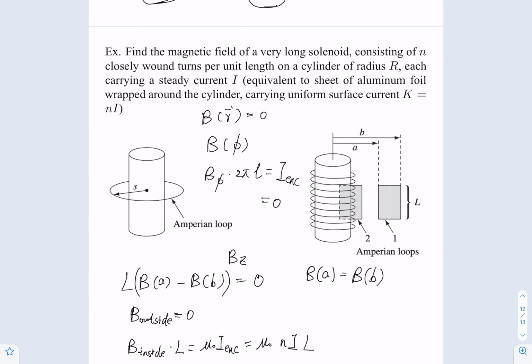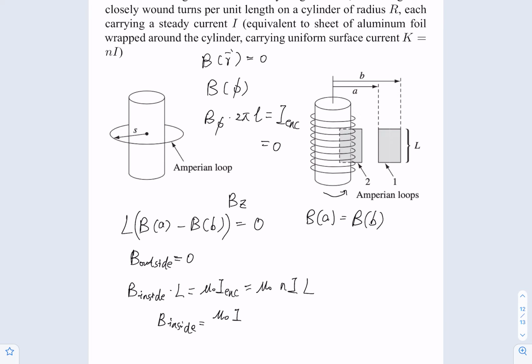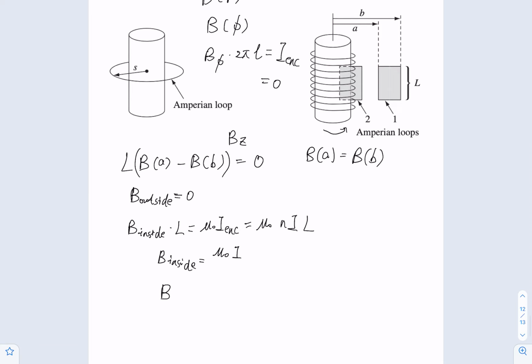Say that this K is going to the right-hand side, then the magnetic field should be pointing upwards according to the right hand rule. So the B vector should be mu naught n I, where the direction is z hat. So that's inside, and it's also 0 outside.